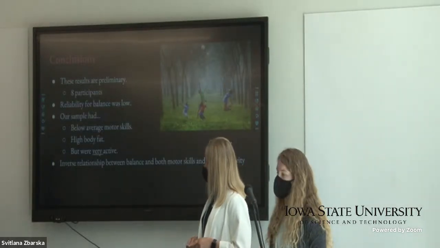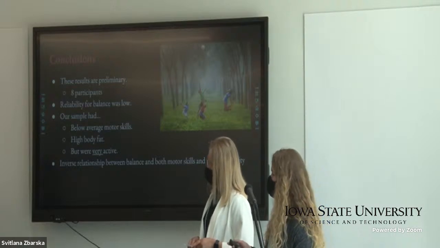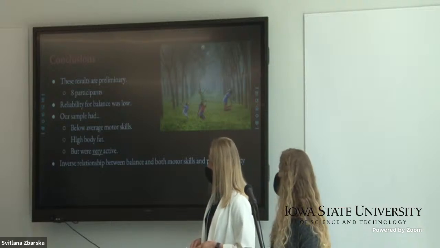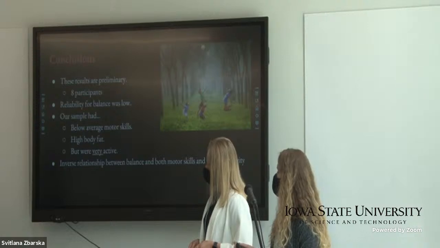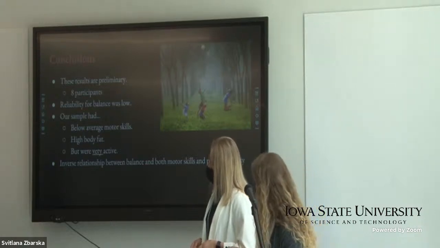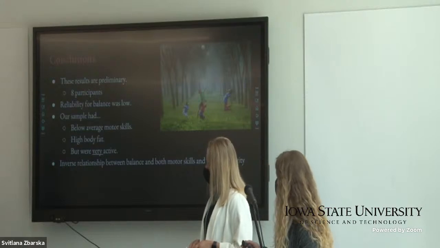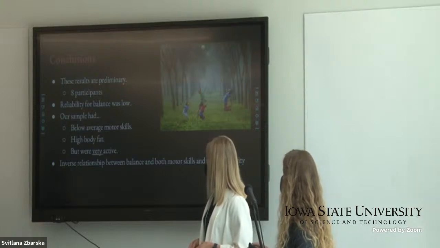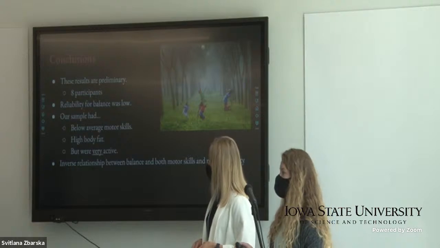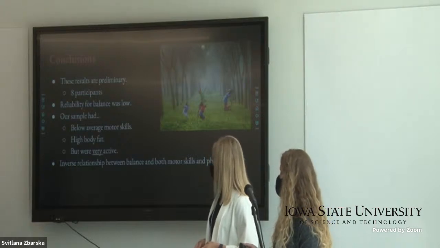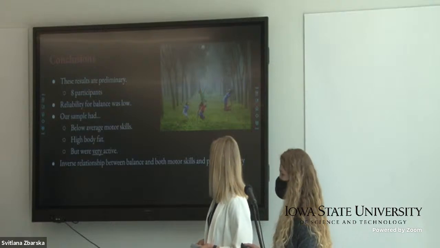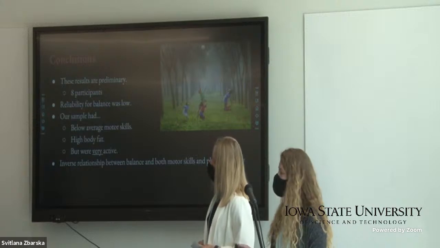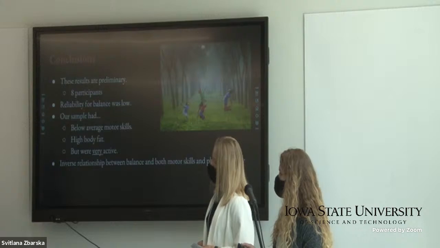So again, our conclusions are very preliminary and we can't actually make any drastic conclusions because it was only 8 children. And we had a group of typically developing kids with high physical activity, high body fat composition, and below average motor skills. And our balance procedure was also determined to need work because of the low reliability. And as Francis said, it was likely adding trials to that. But from the data that we did collect, there was an inverse relationship between balance and both motor skills and physical activity. And that means that poor balance is associated with lower motor skills and less physical activity.